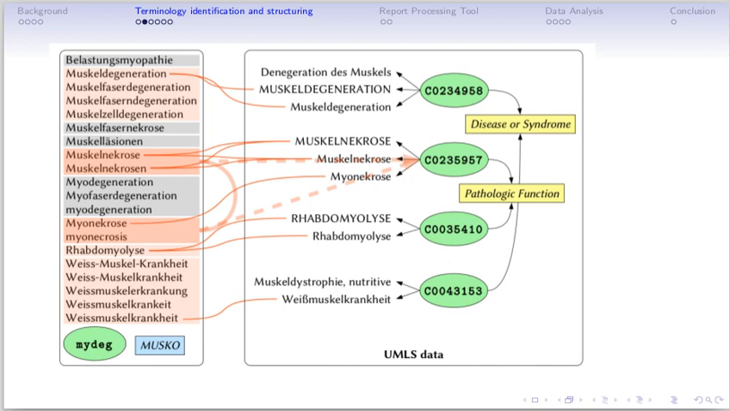All terms in the UMLS are mapped to a symbolic entity, which is represented in the figure by a green ellipse. The symbolic entity represents a concept that those terms denote. Each concept has a unique identifier, called the Concept Unique Identifier, or CUI, which you can see in the figure inside each green ellipse. We find that two different terms, like muskelnecrose and myonecrose, are mapped to the same concept in the UMLS. Then we can assume that they represent the same concept, so they are synonyms.